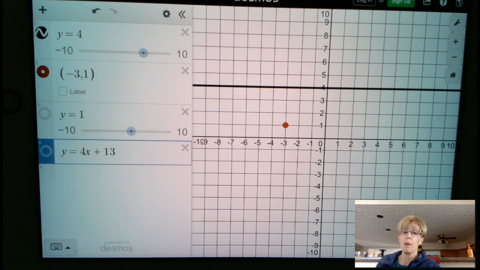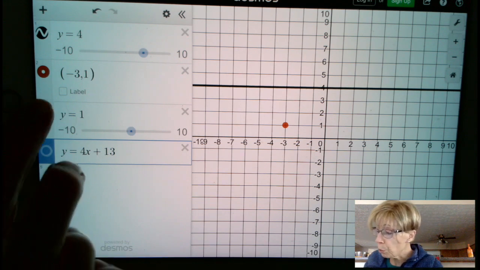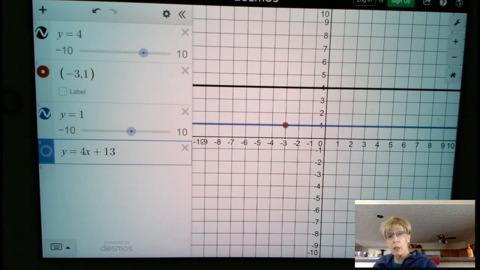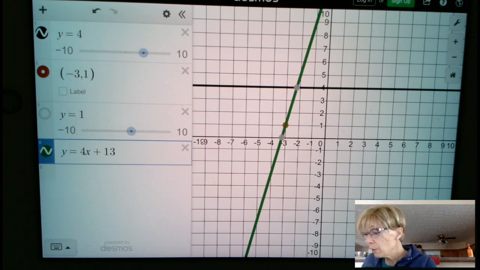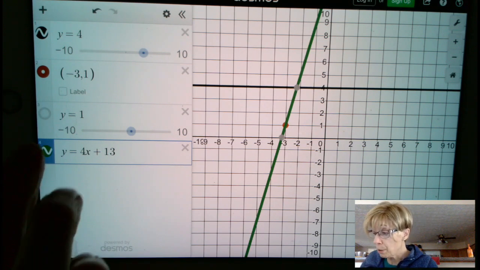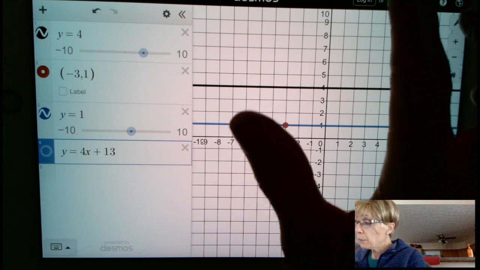So if we try the first choice, y equals 1, it is parallel and it goes through the point, so more than likely that is the answer. But let's turn that one off for a moment and let's look at this one. And sure enough, that green line is not. We go back and we answer the question. Here, it's going to be y equals 1.